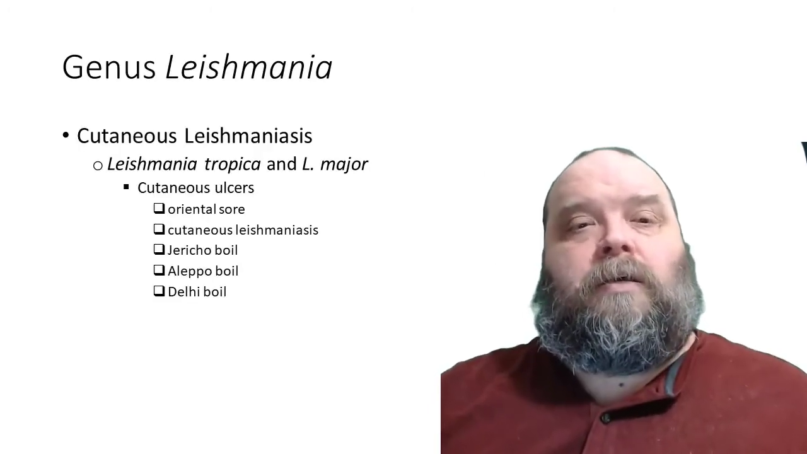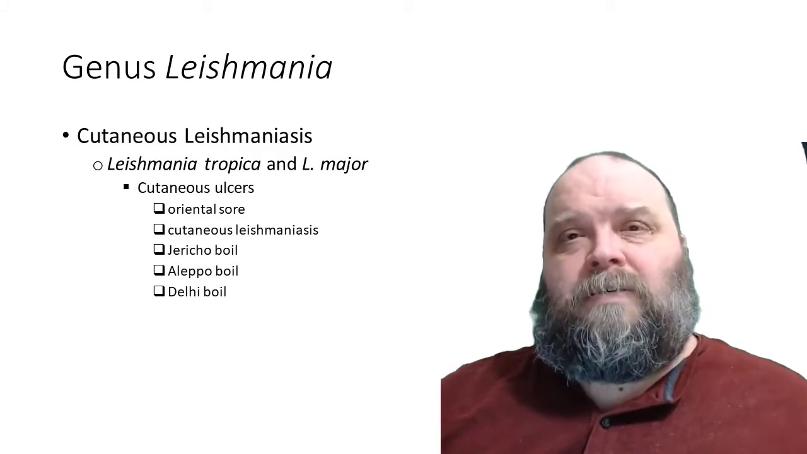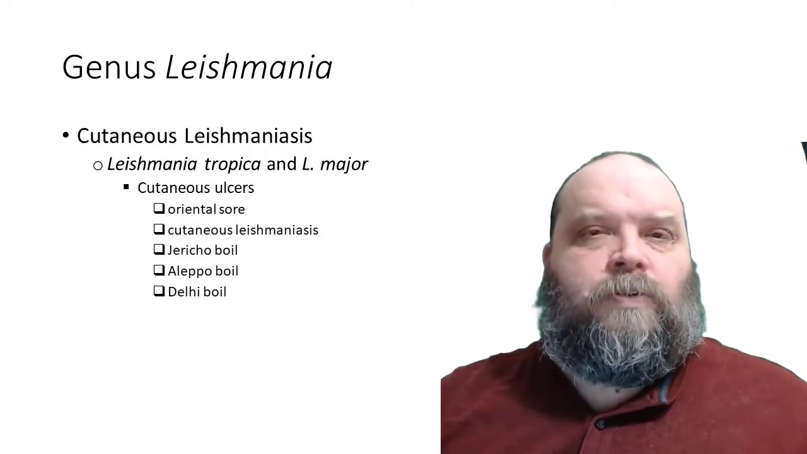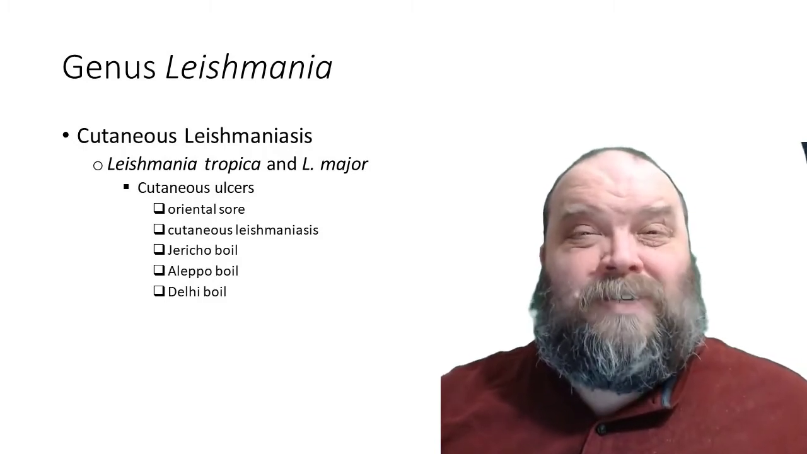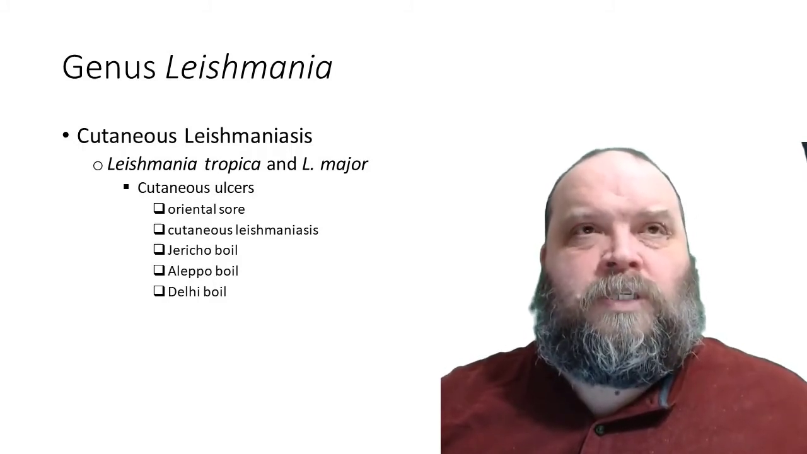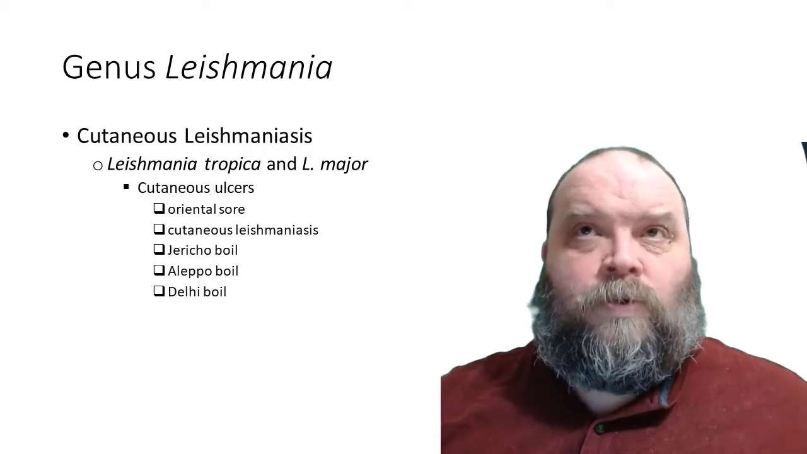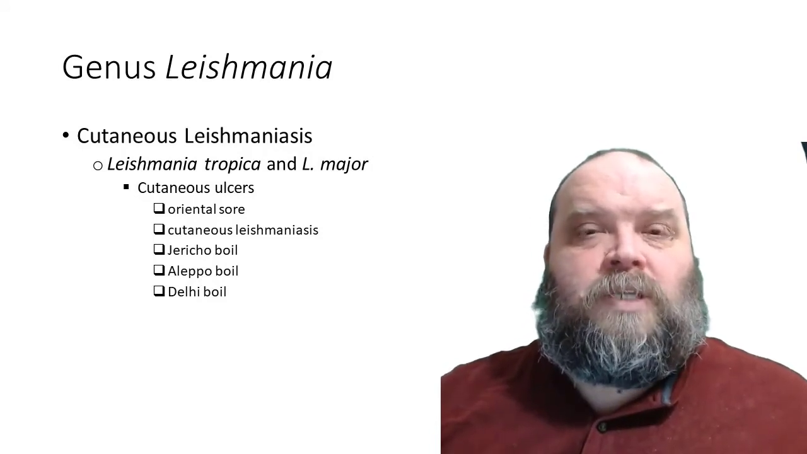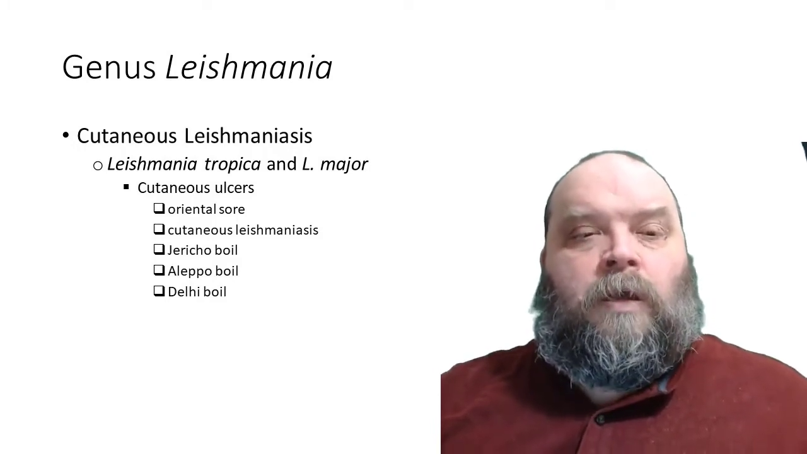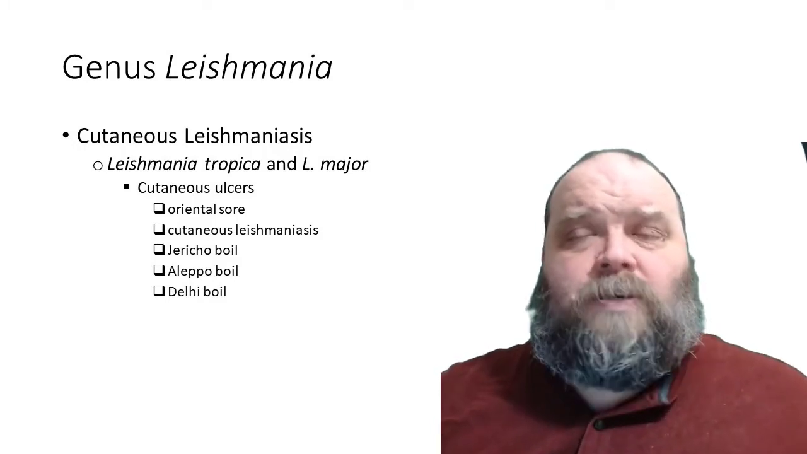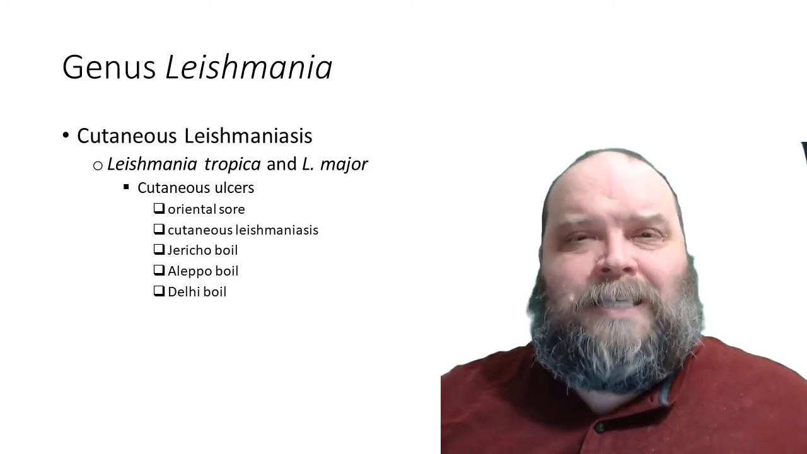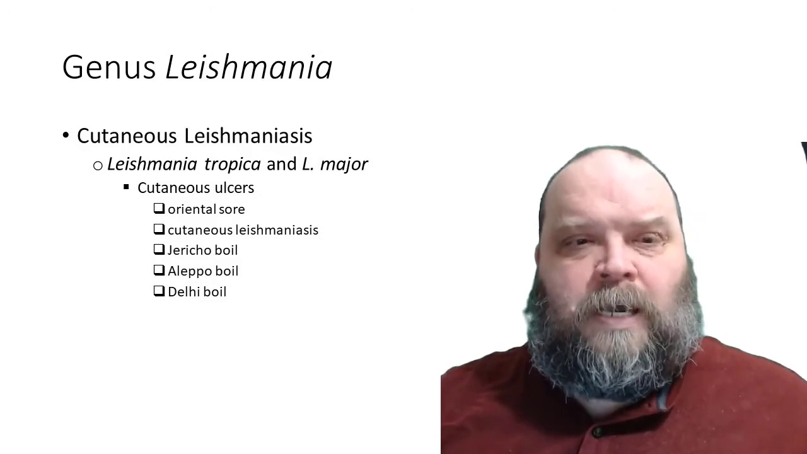When you look at this next set of pathogens, they're going to fall under the umbrella of cutaneous leishmaniasis. Cutaneous basically means it's going to stay in the skin, where you're going to see most of the pathology, not the mucous membranes. Cutaneous ulcers are going to be one of the characteristics identifying cutaneous leishmaniasis.